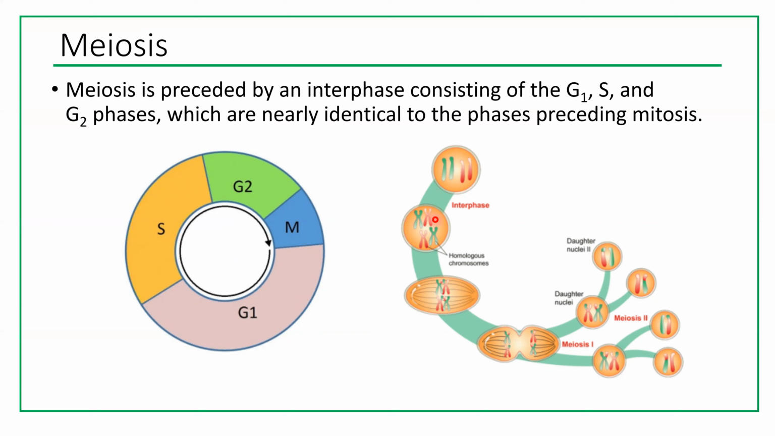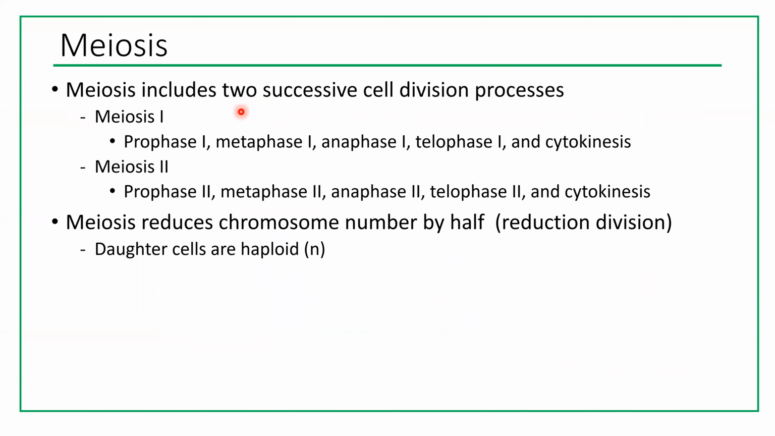But in meiosis, we will have 2 divisions, right? So it's shown over here, the cell divides into 2, right? And then each one is divided one more time. So meiosis includes two successive cell division processes, meiosis 1 and meiosis 2.